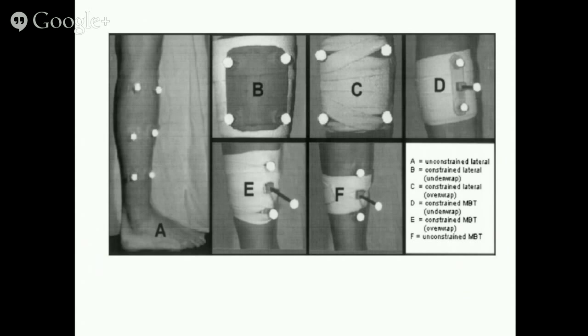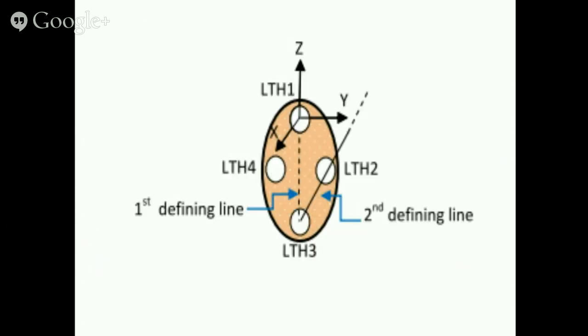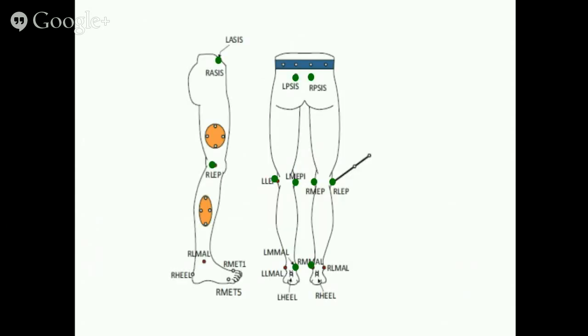Strathclyde in the early 2000s moved on to a cluster marker based system, and there is some research to show that this is probably more accurate. So we typically used 4 markers on a rigid cluster, and we embedded our own axis set in that, and then we related that axis set to the anatomical reference frame of each body segment. So this would be our typical setup.